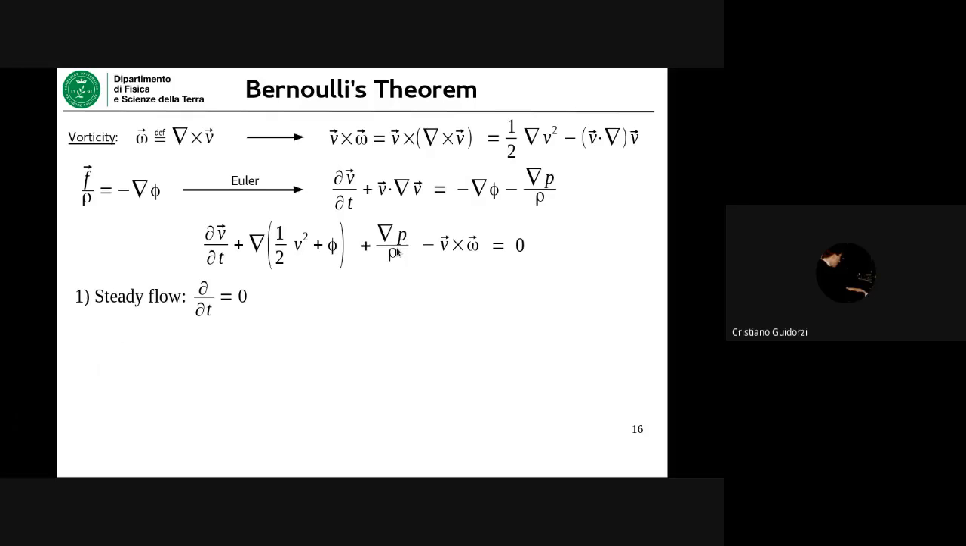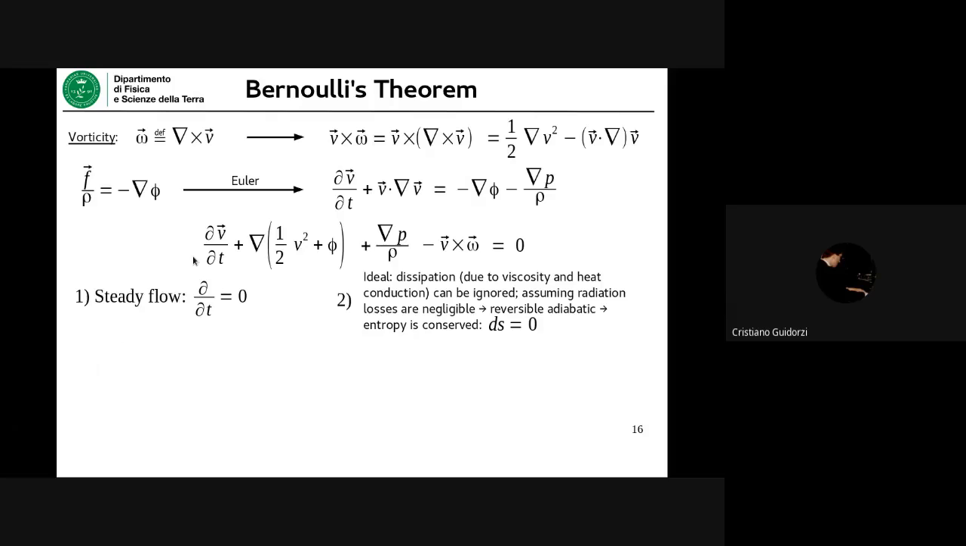Now, let's make some further assumptions. Let's consider the case of a steady flow. So as we did before, there is no explicit dependence on time, which means that the partial time derivative of v is just 0. And the second batch of assumptions, which is very important, is the following.